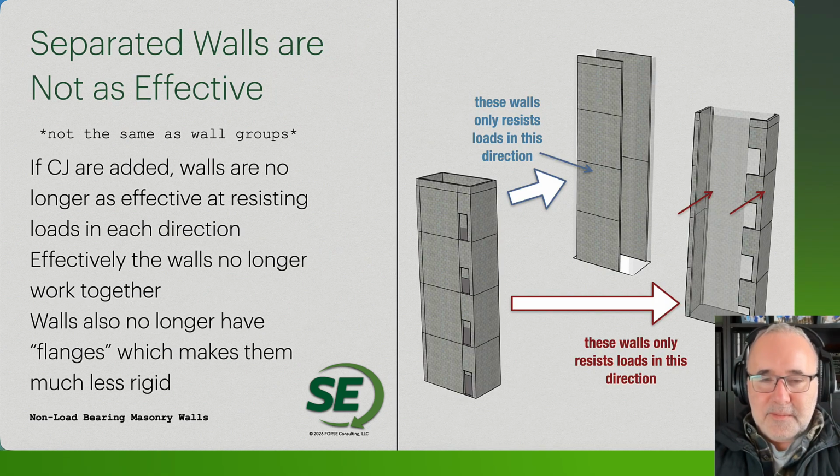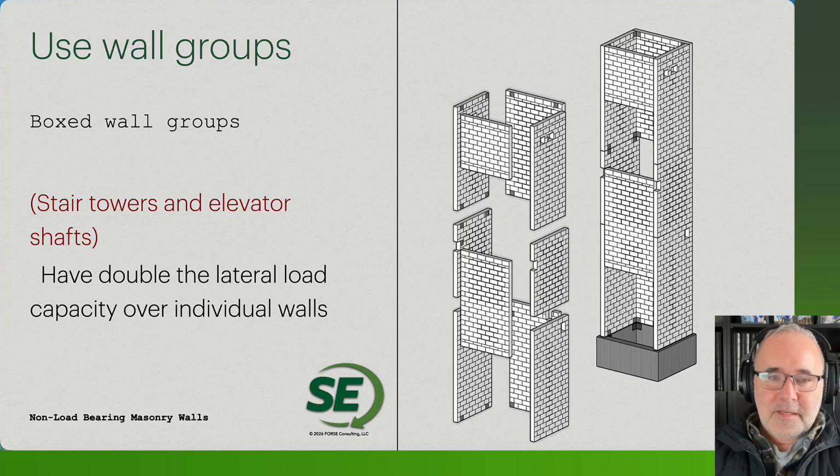If we do add in movement joints, we essentially break the walls apart into different pieces, where you have walls in one direction and then perpendicular walls for the other direction, but they're not talking, they're not working together, they're just operating individually, and we see a lot less stability and capacity in those designs. If I take a boxed wall group and pull it apart into individual plate elements, I have about half the capacity that I would have if I allow it to be a boxed wall group.